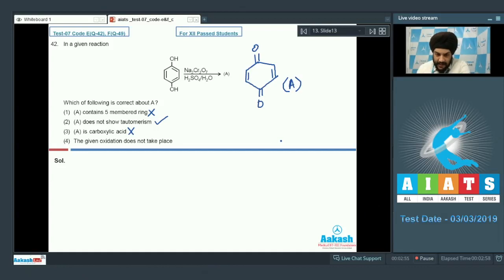And in the fourth statement, the examiner says that the given oxidation does not take place. This is also incorrect, students. So for this question, we have to mark the second option as the correct answer. Let us look at the next question.